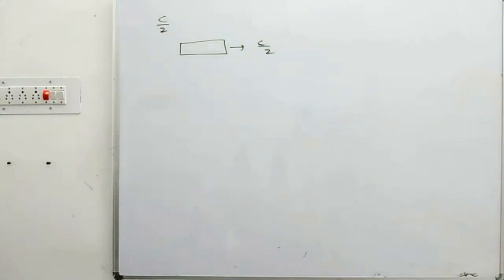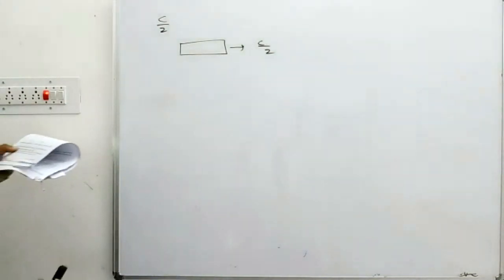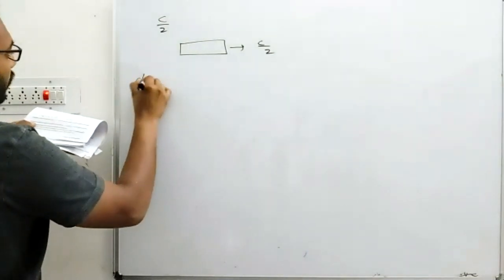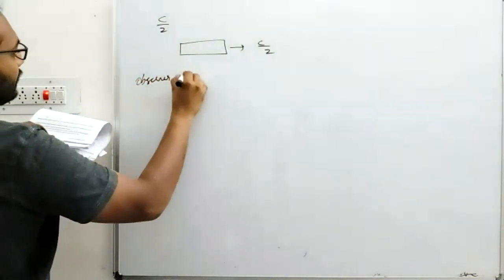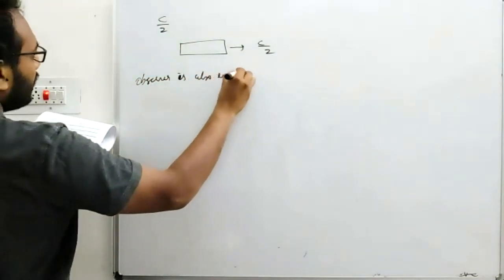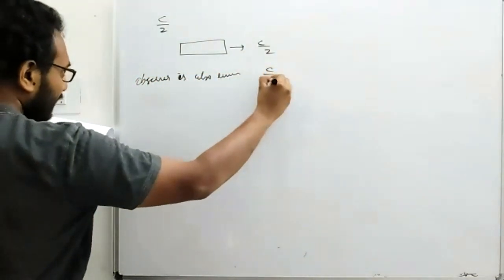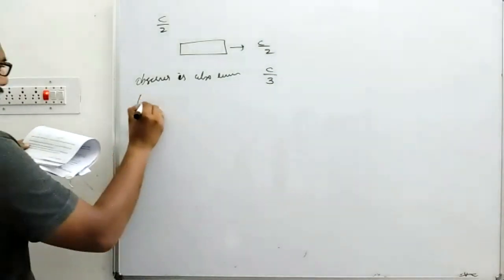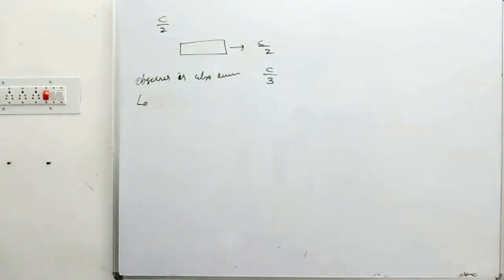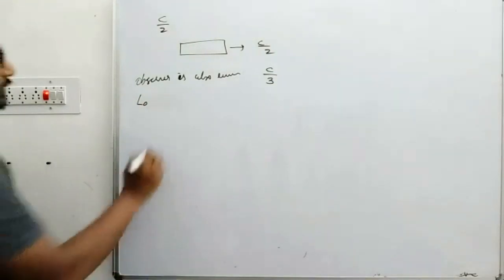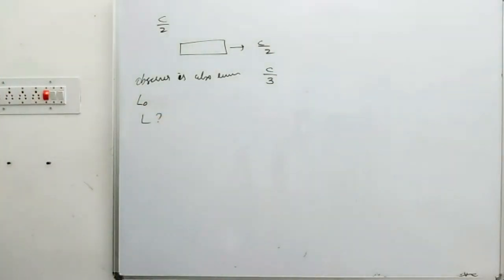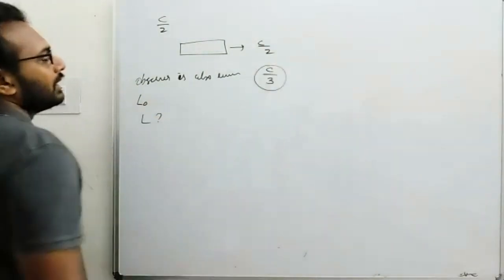An observer is also running in the same direction with speed c by 3 with respect to ground. If the rest length of the rod is L0, find the length of the rod as measured by the observer. What is L, as measured by this observer who is moving at c by 3?